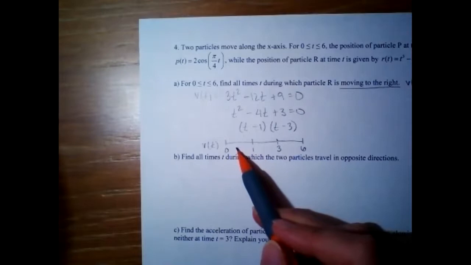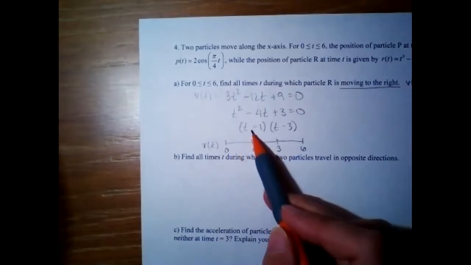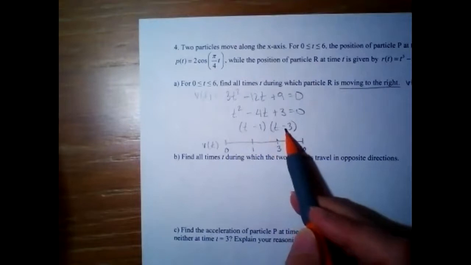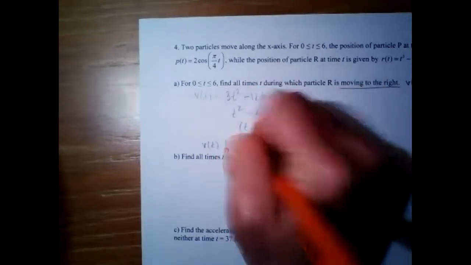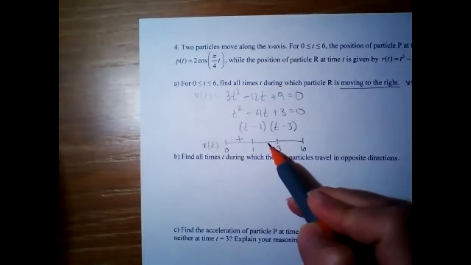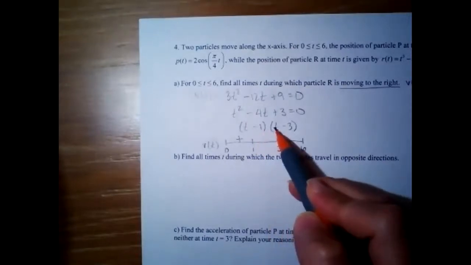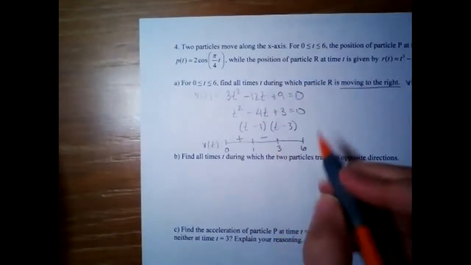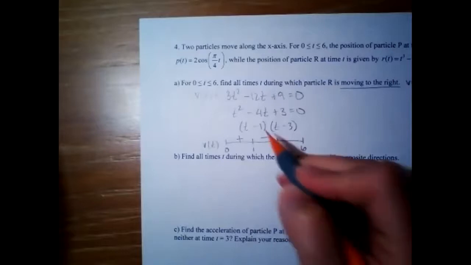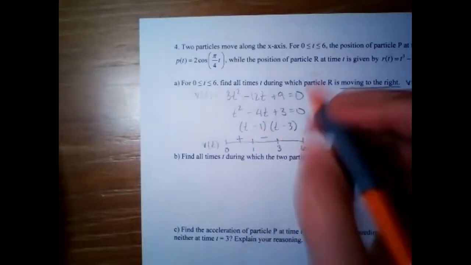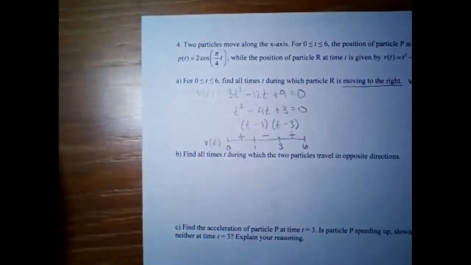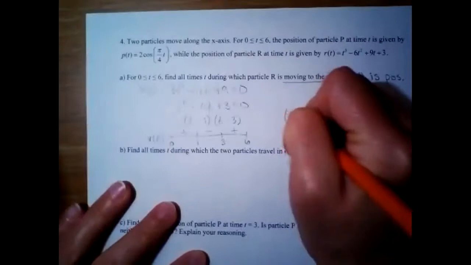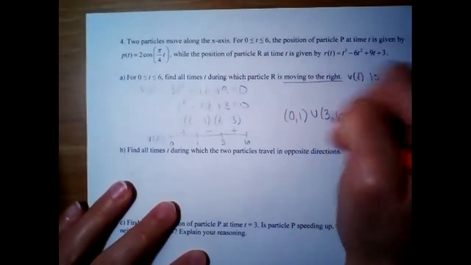So if I pick a number in here like a half, minus 1 is negative, and a half minus 3 is negative. A negative times a negative is positive. And if I try 2, 2 minus 1 is positive, 2 minus 3 is negative. So a positive times a negative is negative. And then if I try a number in here like 4, 4 minus 1 is positive, 4 minus 3 is positive. So again, you're just checking real quick to see what the sign is. And so our answer is where the velocity is positive. So that's going to be from 0 to 1 and from 3 to 6.